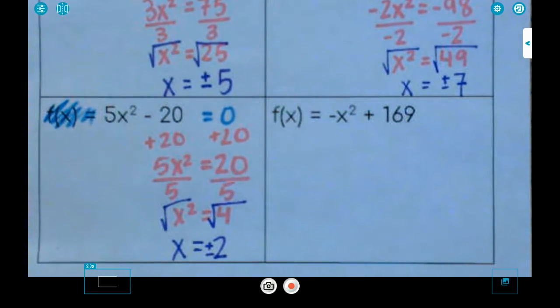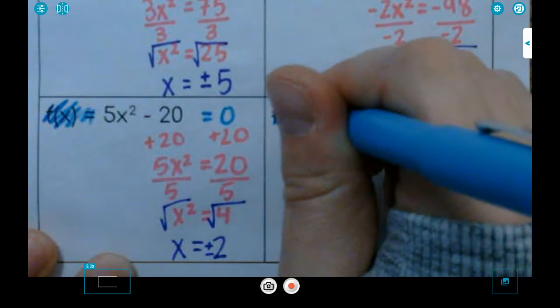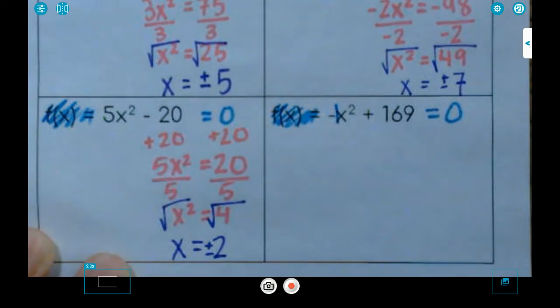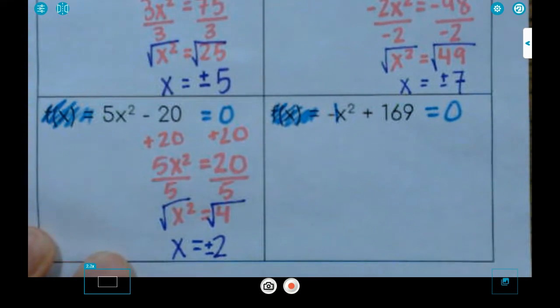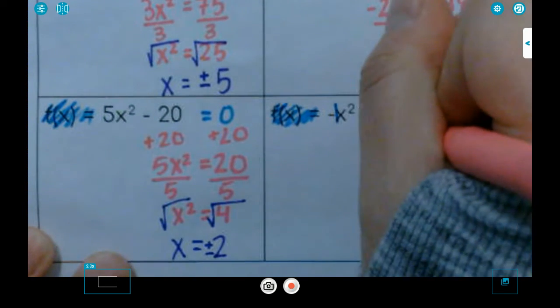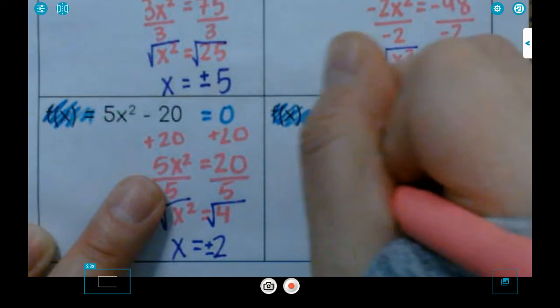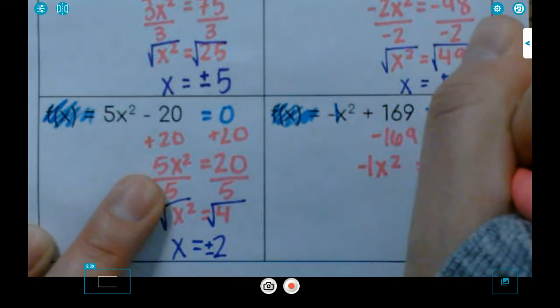And the reason why I put this last problem on here is because of that negative x squared. So there's an imaginary 1 there that we can't see because it's not there. So I'm going to put that in because that's going to help me here in a second. So I'm going to cross out my f of x equals and put my equals 0. I need to subtract 169 from both sides on this one. I get negative 1x squared equals negative 169.